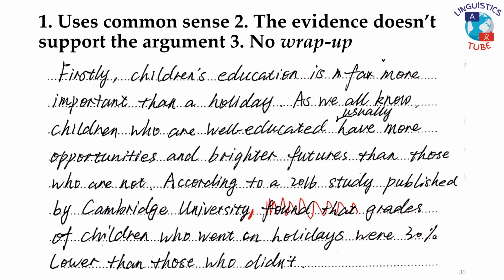If you are confused, then perhaps it is clearer if I say it like this. Children's education is far more important than a holiday, because the grades of children who went on holidays were 30% lower than those who didn't. It simply does not make sense.